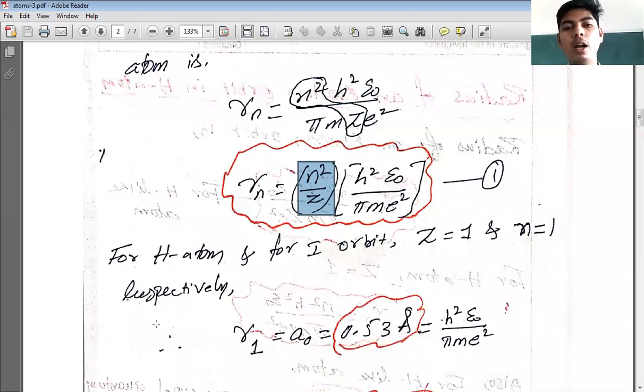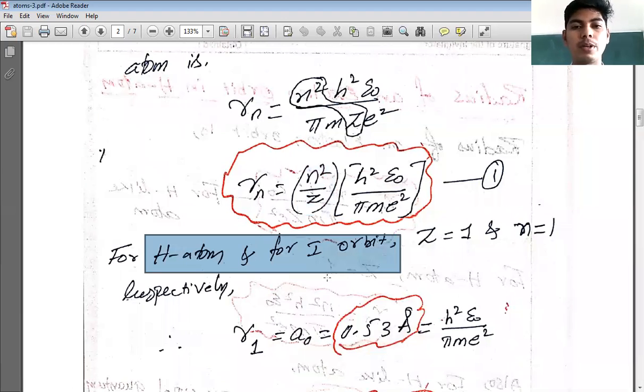So for a hydrogen atom, z will be equal to 1, and for the first orbit n will be equal to 1. The principal quantum number n represents the number of the orbit. If you substitute n is 1 and z is also 1 for a hydrogen atom and for the first orbit, r will become equal to h square epsilon naught divided by pi m e square.